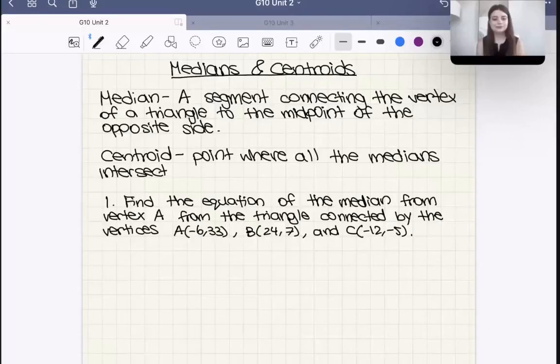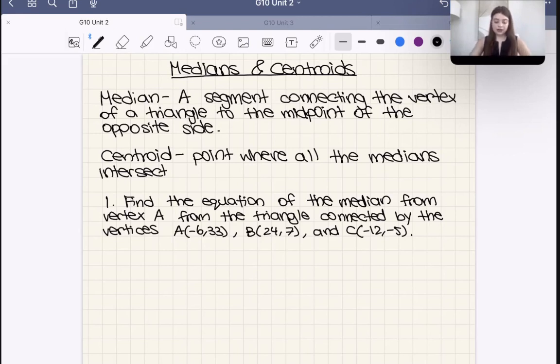Hello, everyone. Welcome back. Today, we're going to be talking about medians and centroids. So, we're going to quickly go over the definition and then we're going to go through an example of finding it. So, a median, in this non data management kind of context, is a segment connecting the vertex of a triangle to the midpoint of the opposite side.